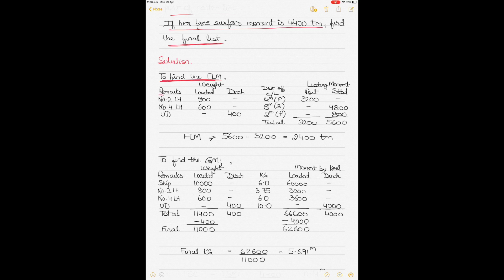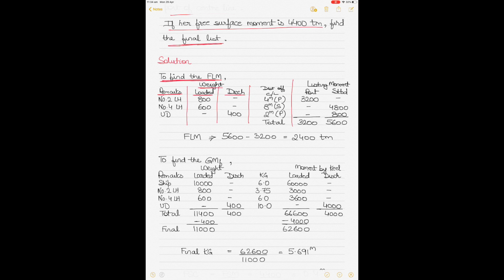Alright, so in the remarks column, put where the cargo was loaded or discharged from. Then you have the weight column. Under the weight column you have the loaded and the discharged columns. Put the weights loaded and discharged, summarize it. Then make a column for distance of the center line.